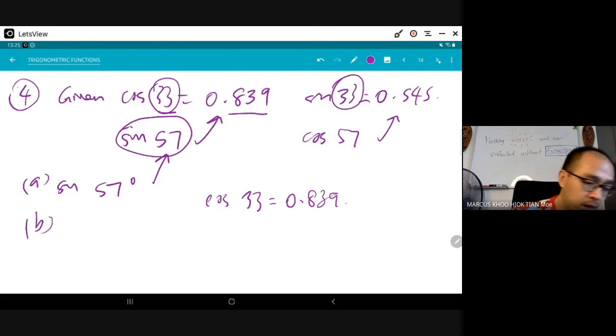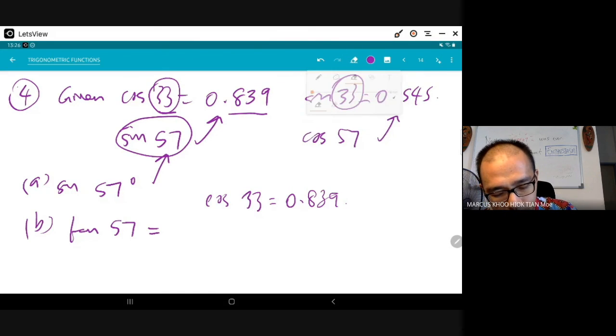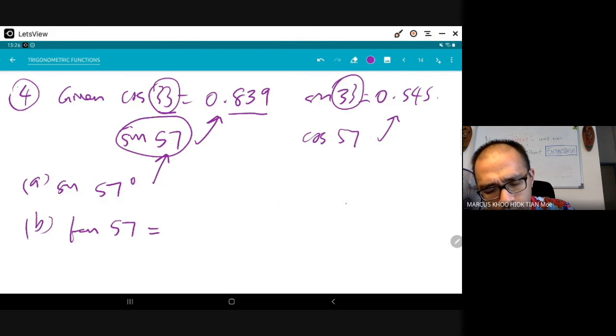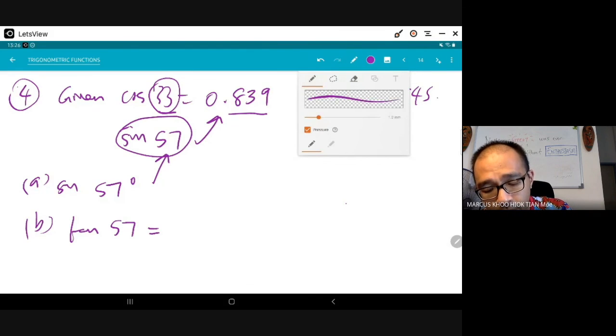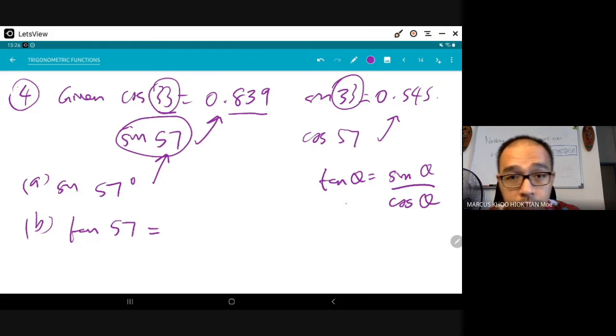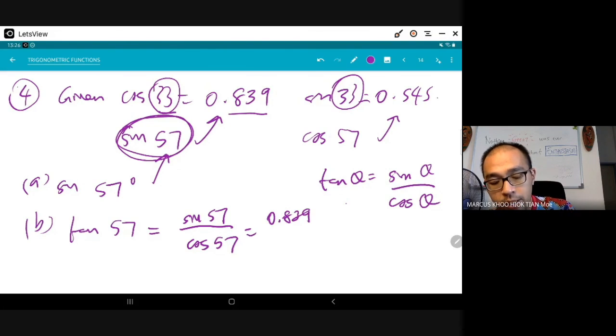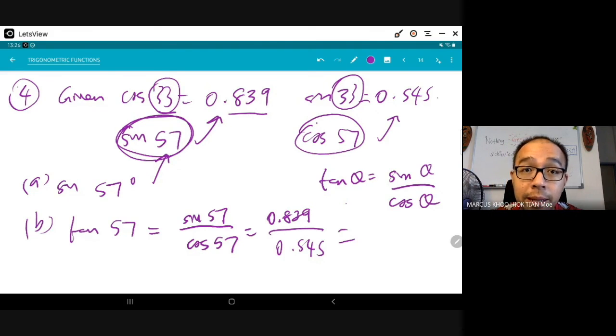Question B, tangent 57. This is a formula that I will probably have to remind you. I think that Teacher Kok may have taught you this, but this is a very famous one. Tangent theta equals sine theta over cos theta. So tangent 57 equals sine 57 over cos 57. What is sine 57? 0.839. What is cos 57? 0.545. Then you get its value.